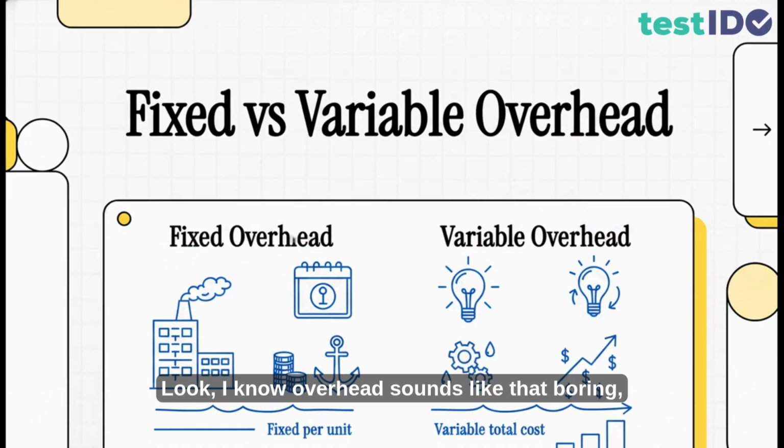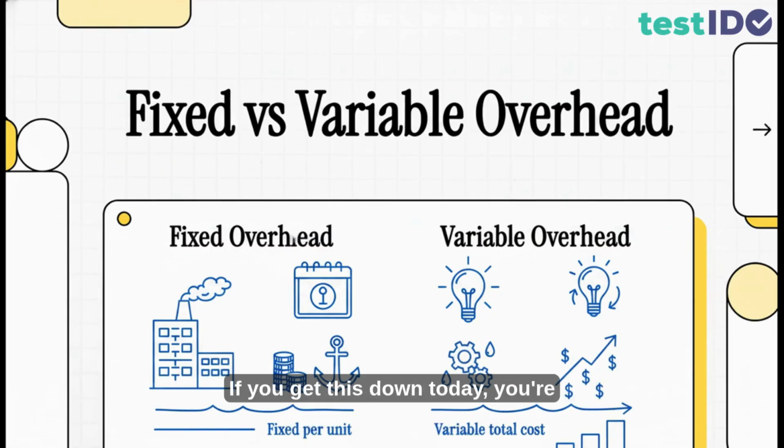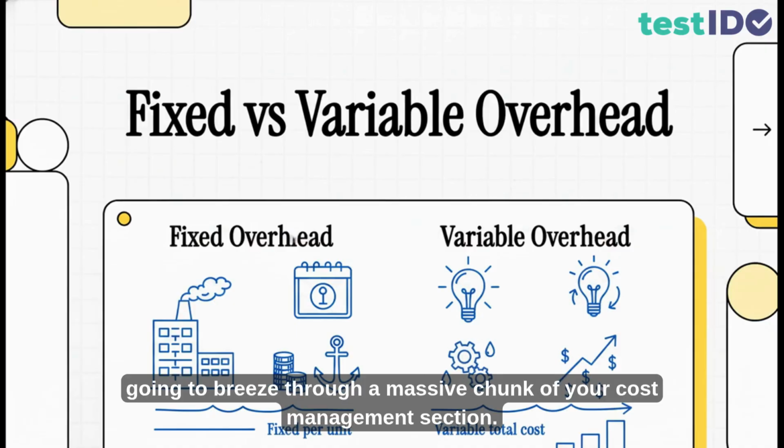Look, I know overhead sounds like that boring, generic bucket where business costs just go to hide, but understanding how these costs actually behave is the secret key to mastering variance analysis, budgeting, and decision-making. If you get this down today, you're going to breeze through a massive chunk of your cost management section.